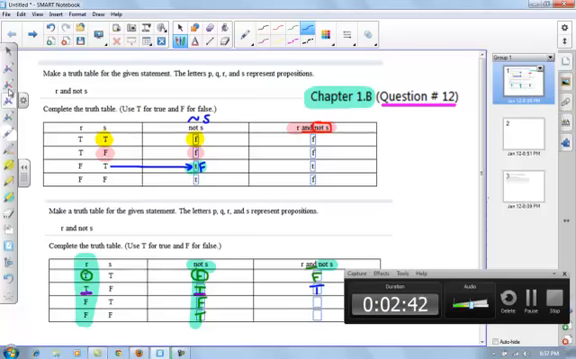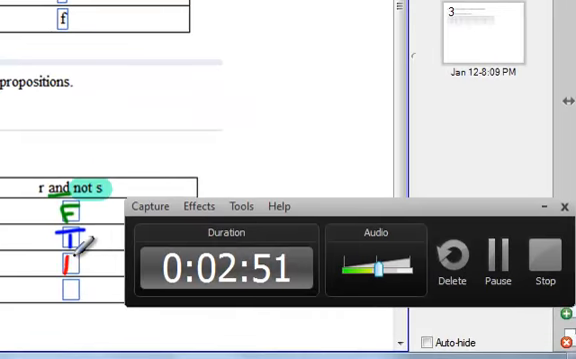The next scenario says R is false. Well, I can quit right there. I don't even need to look at not S, because if one of them is false, the whole thing is false. The word and means that they both need to be true in order for me to choose true. And the same thing for the last scenario.